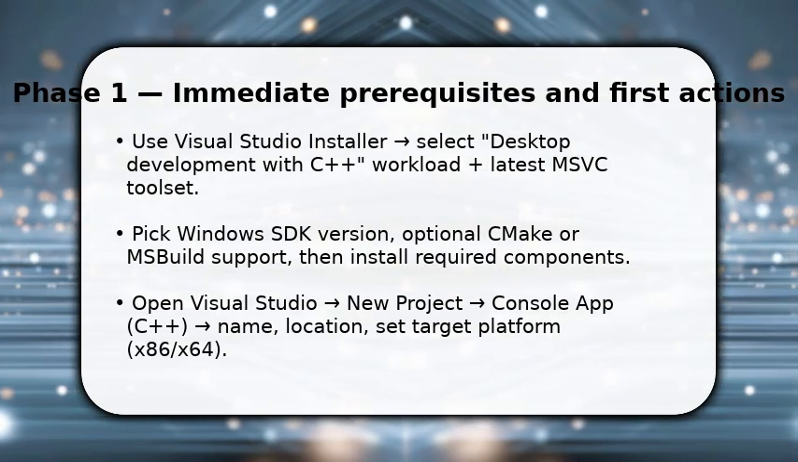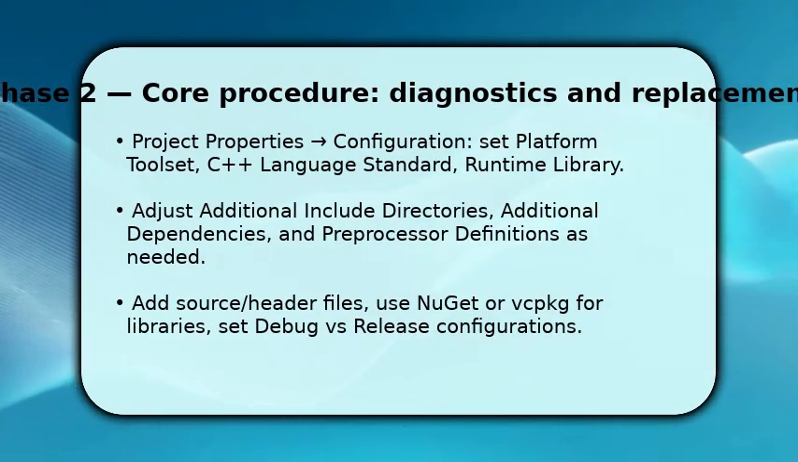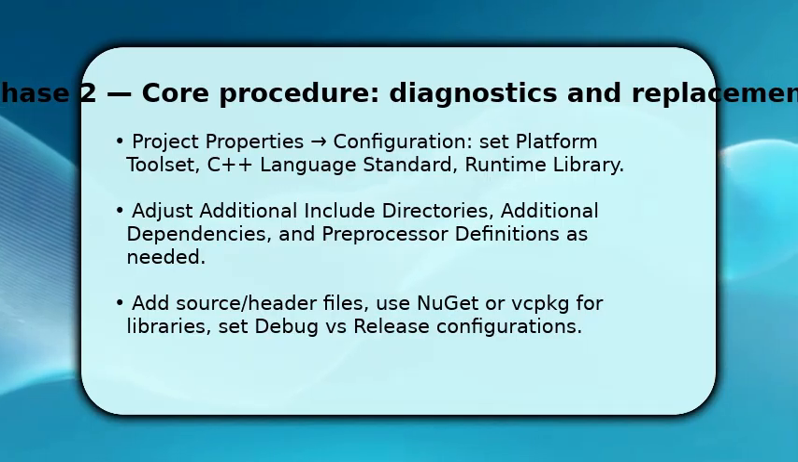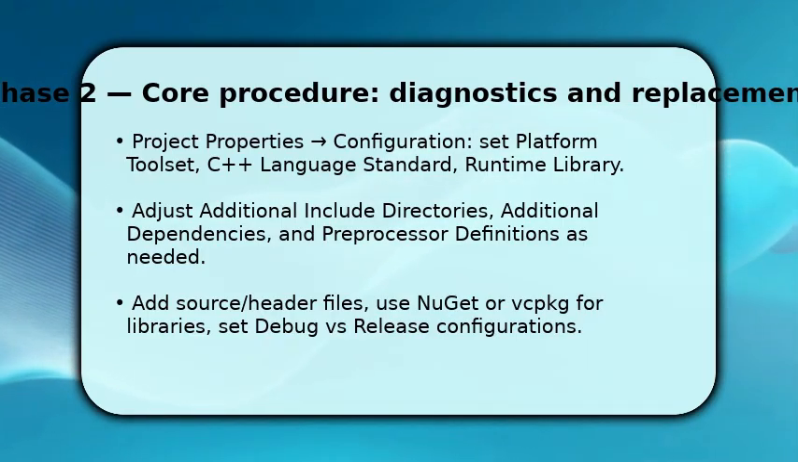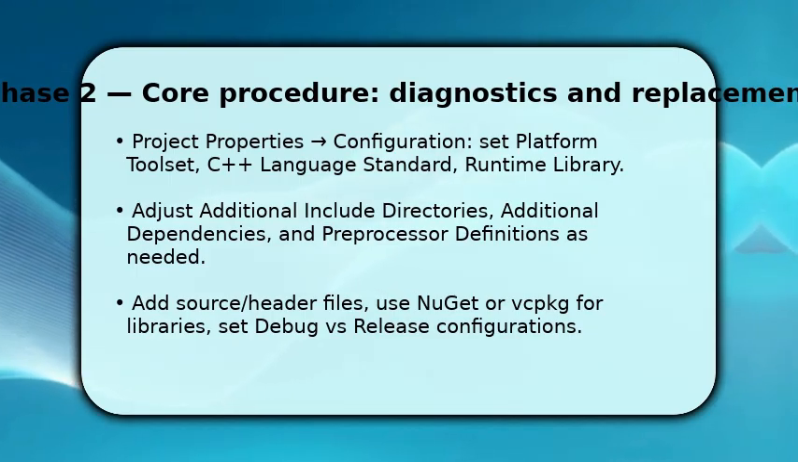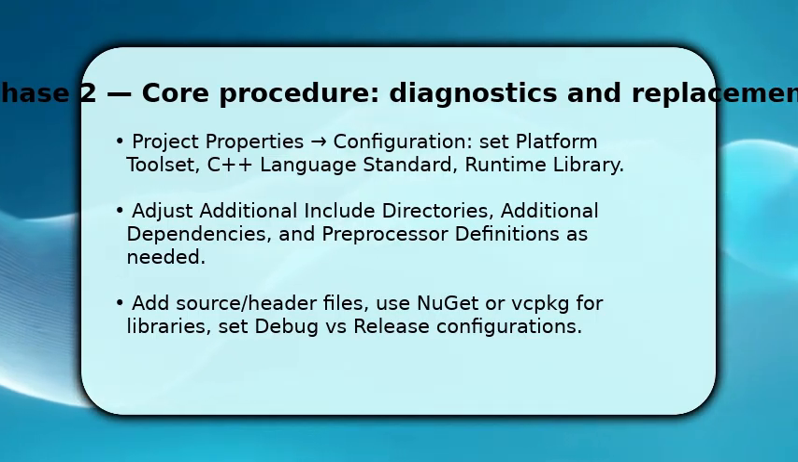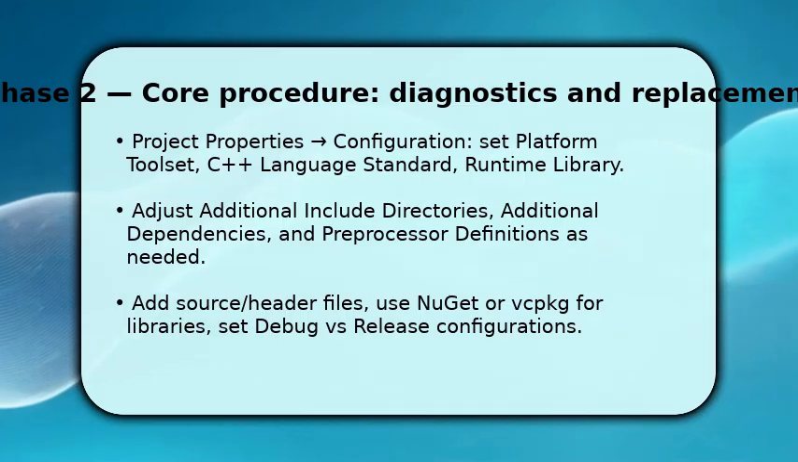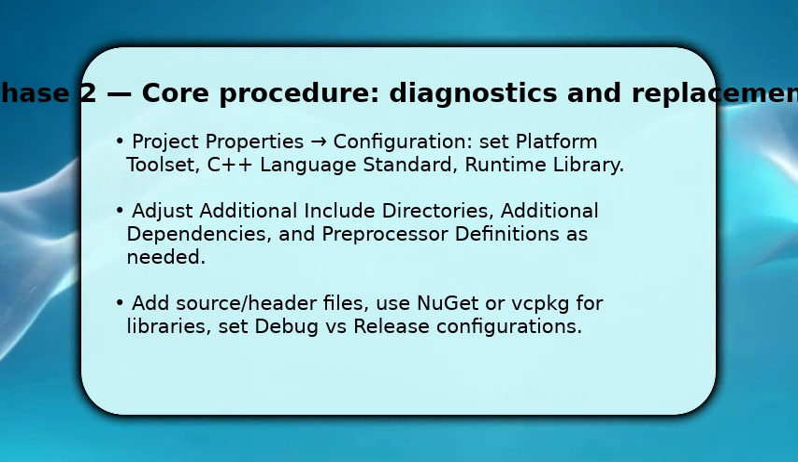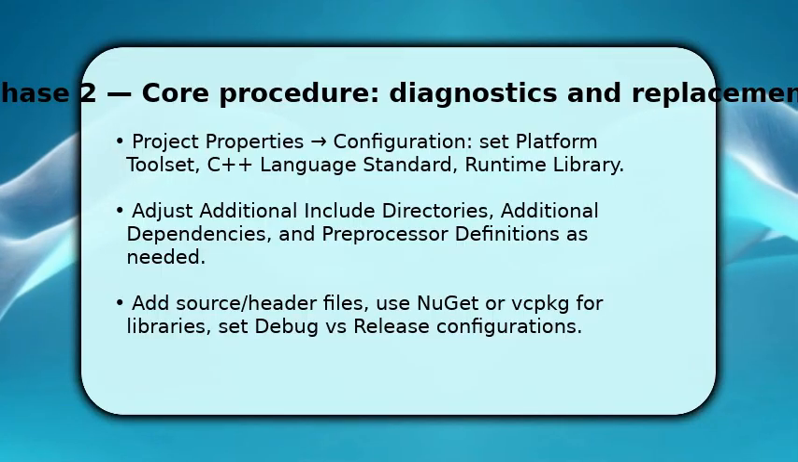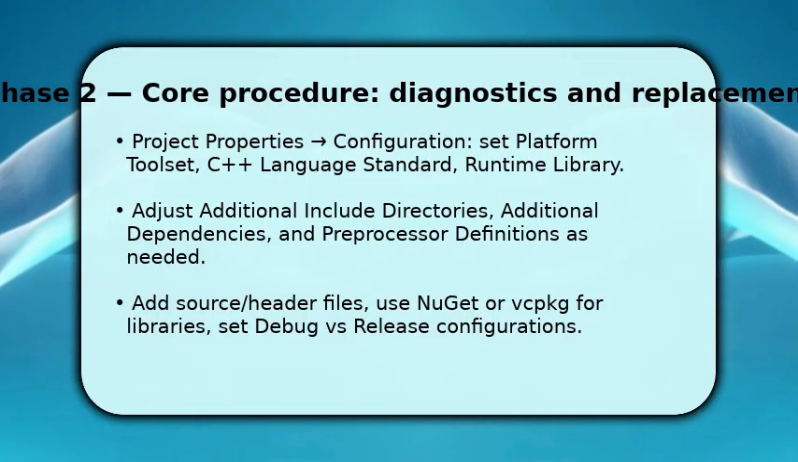You now configure compilation and linking, open project properties, and select the platform toolset and C++ language standard to control optimization and features. Once set, add any additional include directories for headers and additional dependencies for linker inputs so the compiler finds libraries. Make sure the runtime library matches your libraries, static versus DLL. Add source and header files, or integrate packages with vcpkg/NuGet. Then switch between debug and release configurations to test correct behavior under different optimizations.